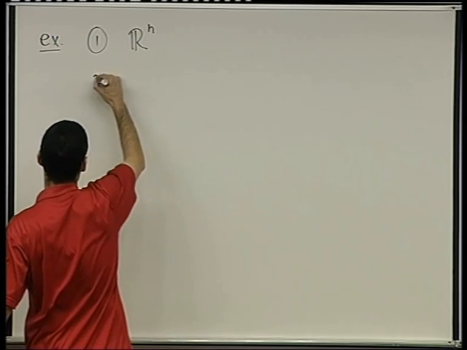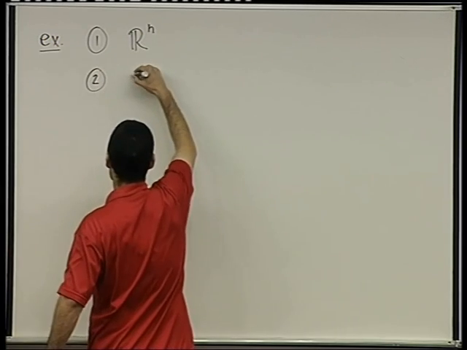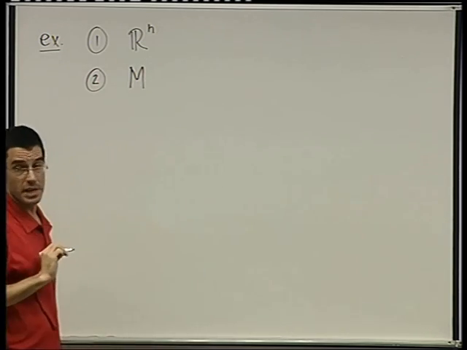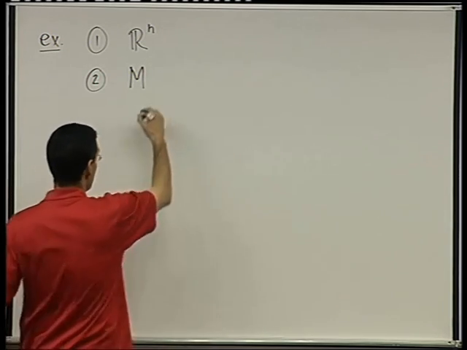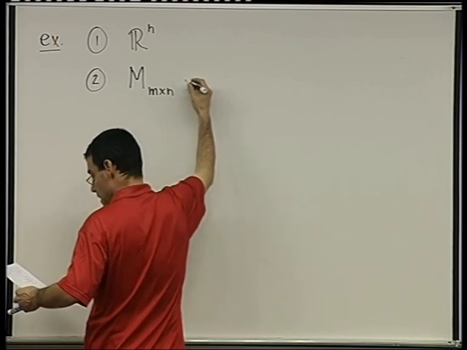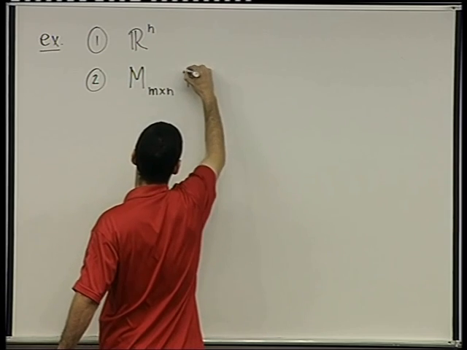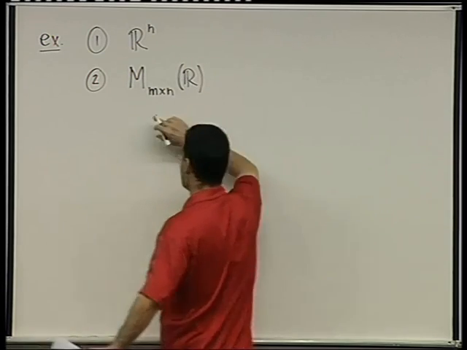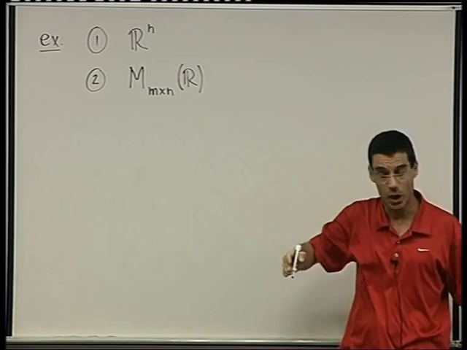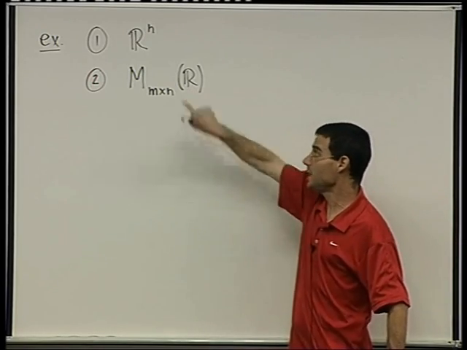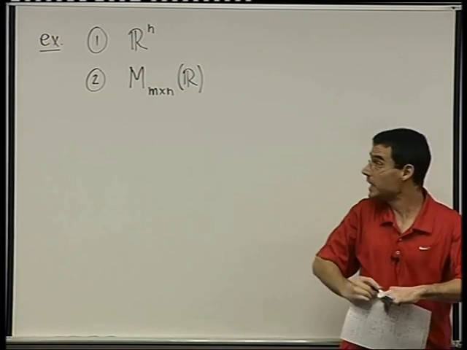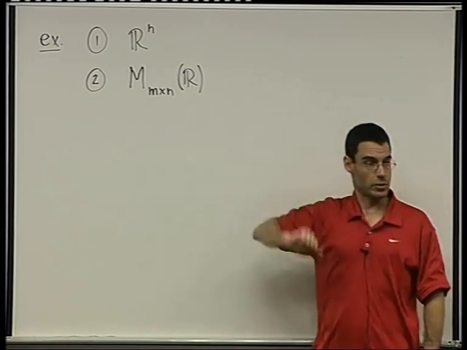Let's look at another example. Look at all matrices of the same size, of a fixed size. So m by n matrices, let's say over R. So this is notation that we used. So these are only matrices of size m by n, m rows and n columns, with all the entries taken from the field R. Okay? I claim that this is a vector space.